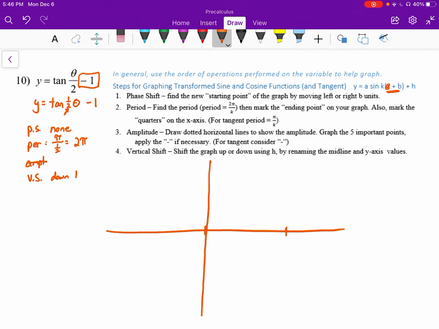We're going to come over to 2 pi. That's our period. And then for tangent, we don't have to do quarters, we do halves. So we're going to go ahead and mark half. This one we see halfway is just pi. And then that's really all we need. We can go on the other side. We can put -pi and -2 pi.